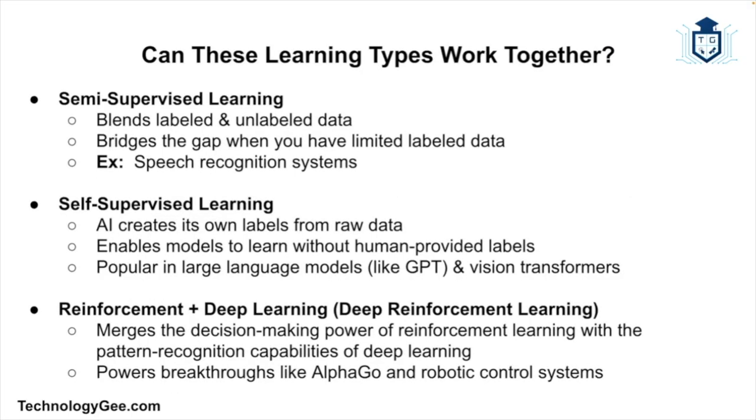Now, when it comes to all of these methods, can these learning types work together? Well, the answer is absolutely. In fact, many real-world AI systems combine techniques. The first one is called semi-supervised learning, and this uses a mix of labeled and unlabeled data. Then you have self-supervised learning, and this is a hot trend where AI creates its own labels from raw data, and this is used in models like GPT. And then you have reinforcement plus deep learning. This is also known as deep reinforcement learning, and this combination powers many cutting-edge systems like AlphaGo. So while these categories are helpful for understanding, the lines are starting to blur as AI evolves.